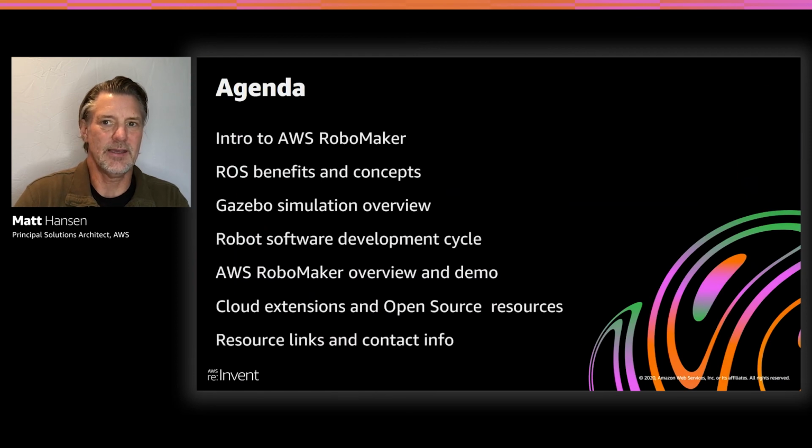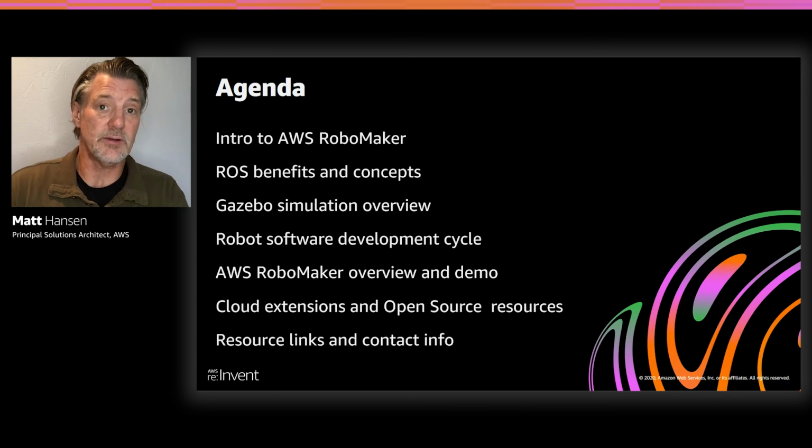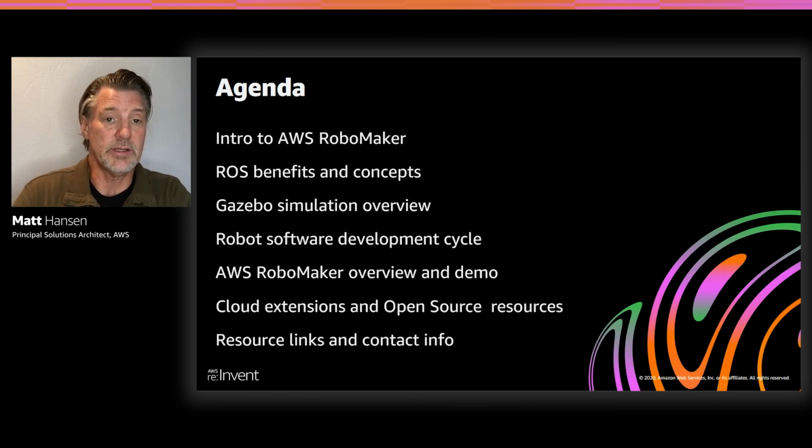Our agenda for today is first I'll introduce you to AWS Robomaker. I'm going to explain to you what is ROS and explain some of the benefits and concepts. I'll talk to you about simulation using a tool called Gazebo. I will also dive into some of the robot software development cycle, and we'll go more into detail about how to use AWS Robomaker, and I'll give you a demo of AWS Robomaker before we end, and I'll give you lots of links and open source resources so you can find out more information.